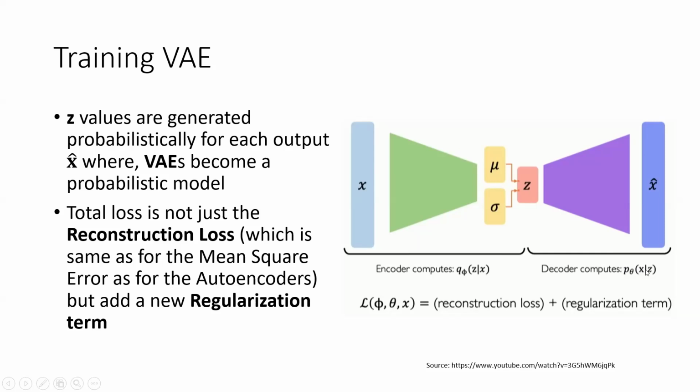So p theta values is x values given the z values, right? Those are the probabilities that are relevant to the encoder and the decoder. The loss function is not only the reconstruction loss, as we have seen in the autoencoder, but there would be another term, known as the regularization loss, added to this variational autoencoder to calculate the loss.